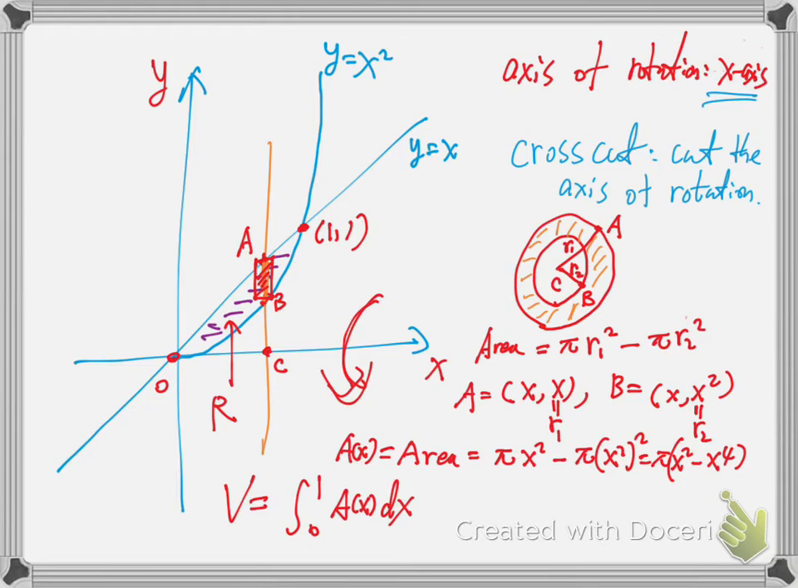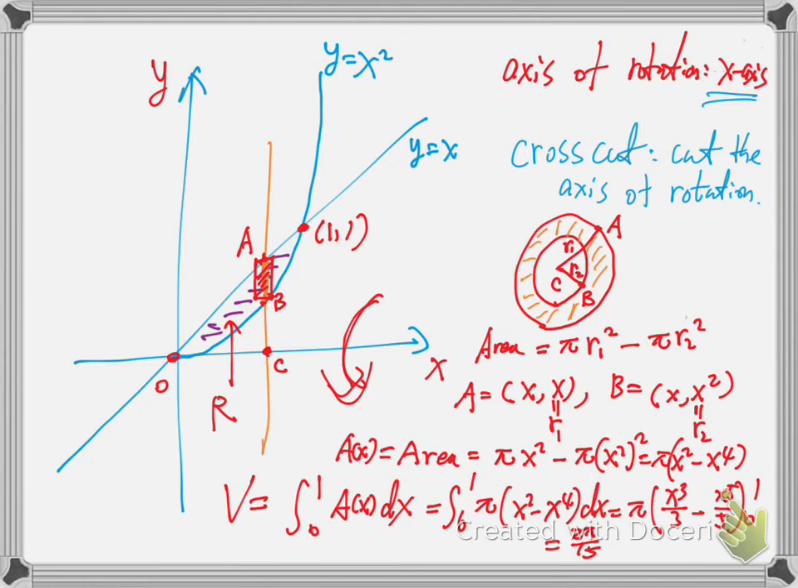So that's the formula for the crosscut: the integral of A of x dx. So this will be the integral from 0 to 1 of pi x squared minus x to the fourth dx. The antiderivative is x cubed over 3 minus x fifth over 5, from 0 to 1, and then you get the answer, 2 pi over 15.